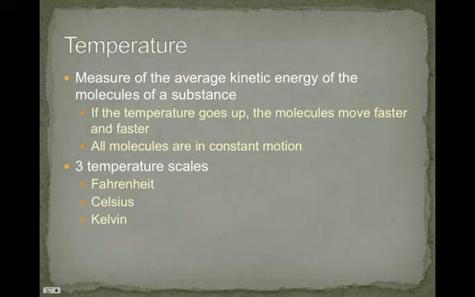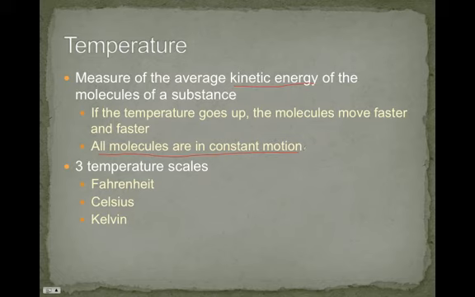It's a measure of the average kinetic energy of the molecules of a substance. So when you talk about kinetic energy, remember that's the energy of motion. So something with a high temperature is going to have its molecules moving a lot faster than an object with a lower temperature. You have to remember that all molecules are in constant motion. Even when you look at the table in front of you, all those molecules that make up that table are constantly vibrating. If we cause their temperature to go up, they'll actually vibrate faster and faster.